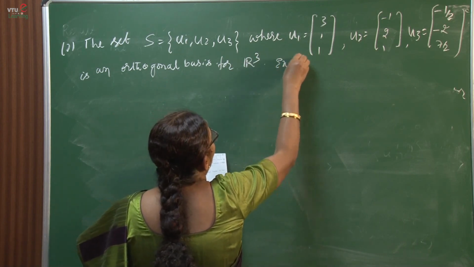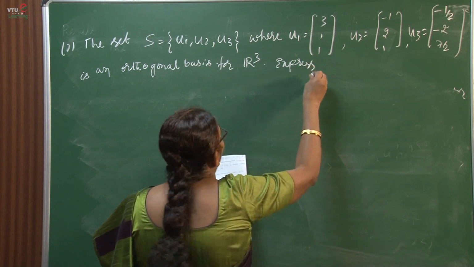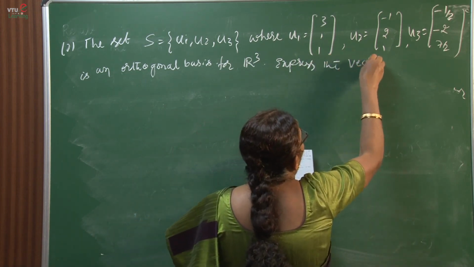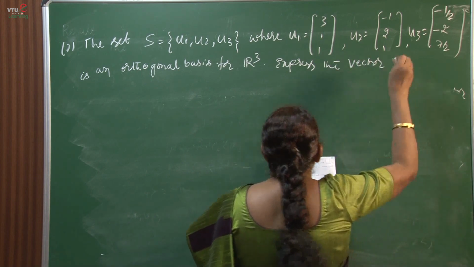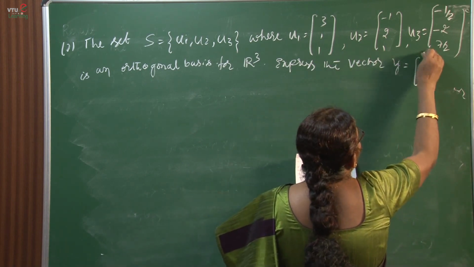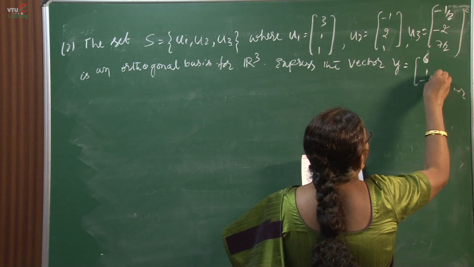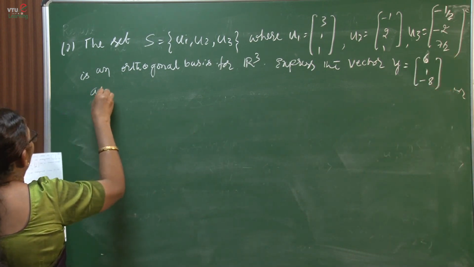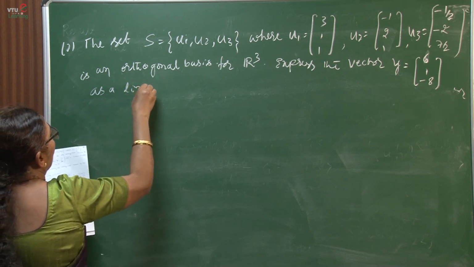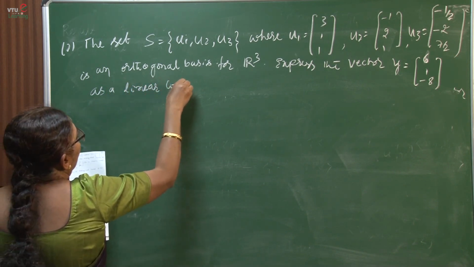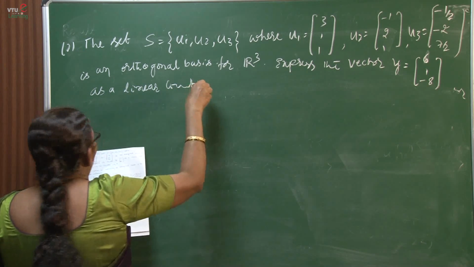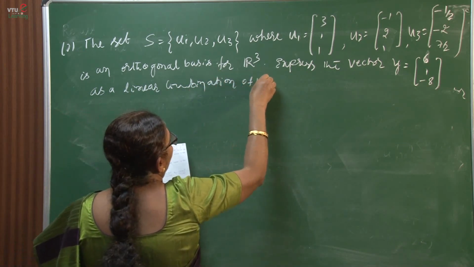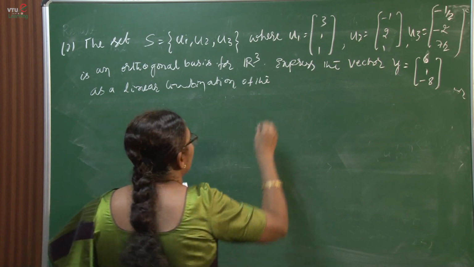Express the vector y equals 6, 1, minus 8 as a linear combination of the vectors in S.